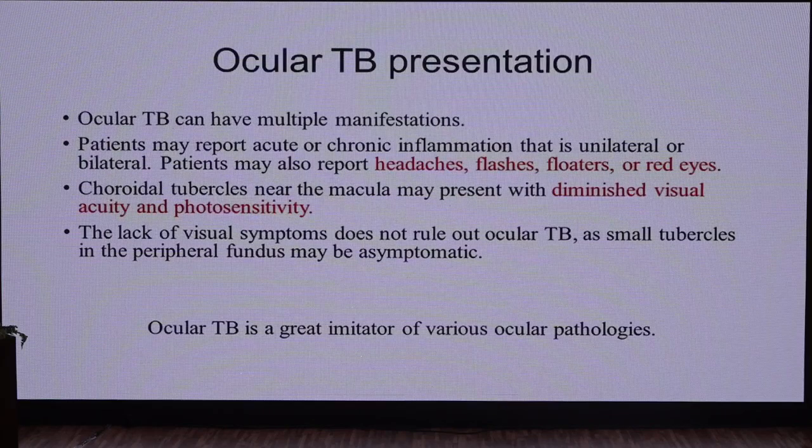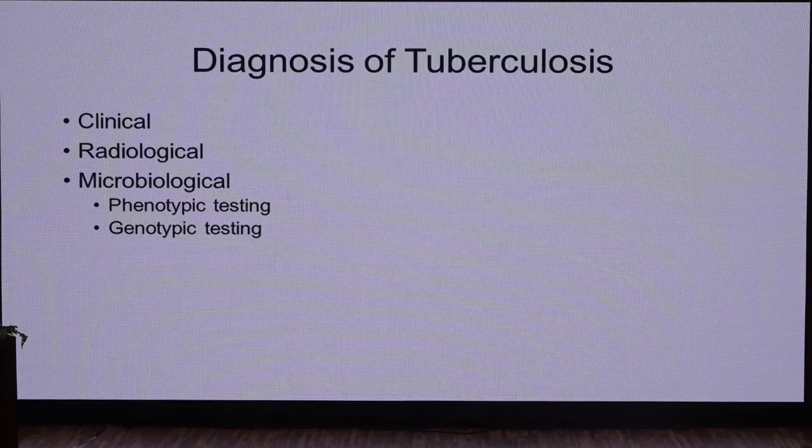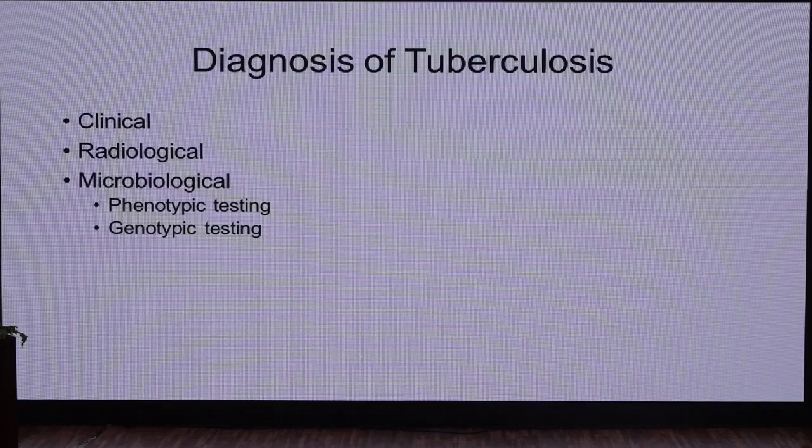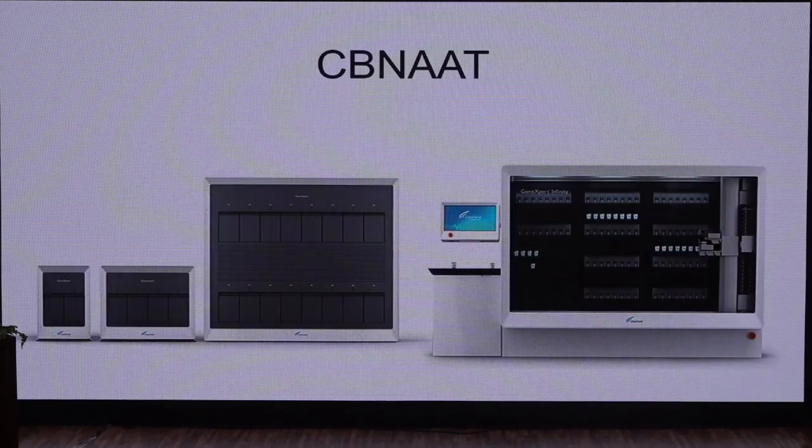Then how will a patient of ocular TB present? It will present with headaches, flashes, floaters, red eyes, diminished visual acuity and photosensitivity, with or without constitutional symptoms. And similar to other TB presentations, ocular TB is also a great imitator of various ocular pathologies, and we have to very carefully label the patient as ocular TB. So the various modalities for diagnosis can be clinical history, examination, then radiology, then microbiological confirmation by phenotypic or genotypic testing. So I'll just run through these slides.